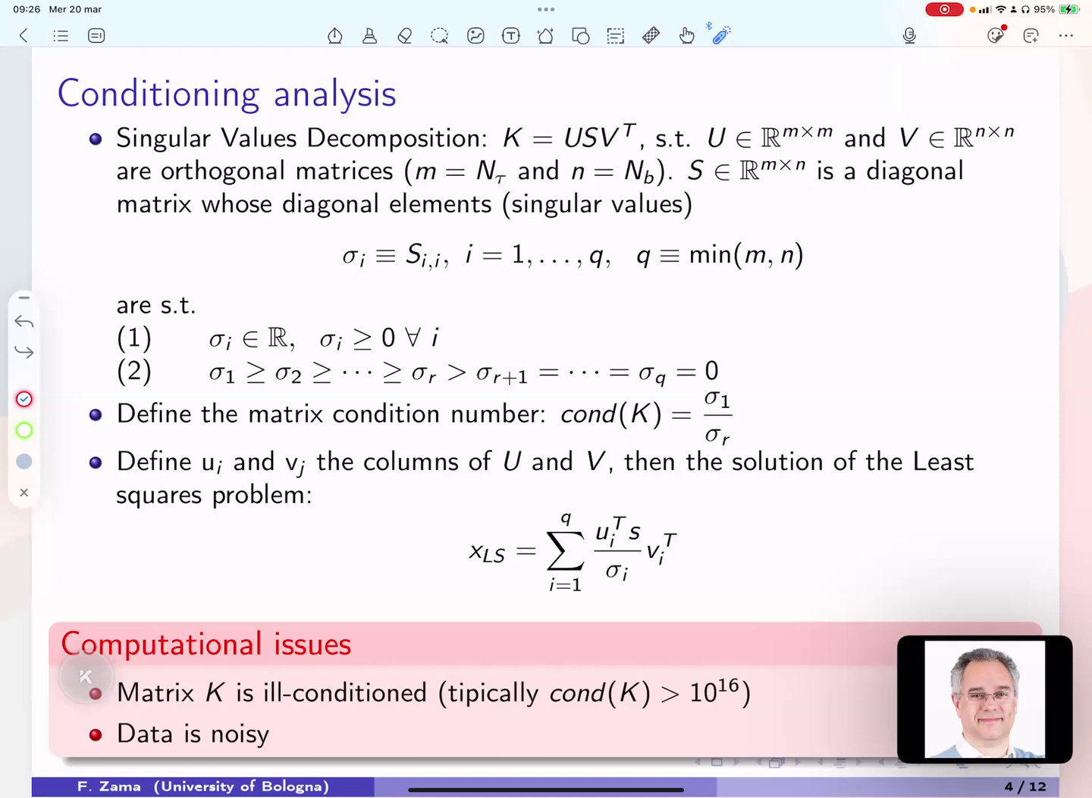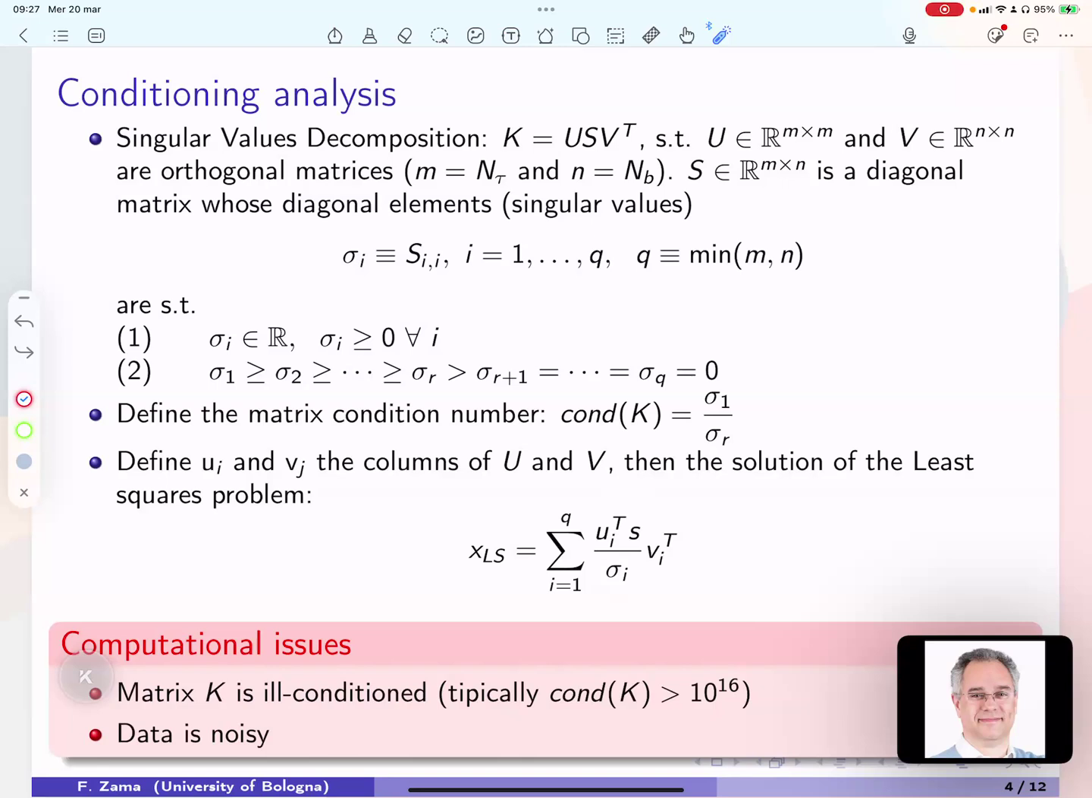Moreover, with this decomposition, we can express the solution of our least square problem as a linear combination of the columns of the matrix V, so the right singular vectors that are the elements of the matrix V, times this number. This number is a weight, and this is also named the Fourier coefficient of this decomposition, in which we have the scalar product of the left singular vectors times the data over the singular values. This is the classical way in which we can solve a linear least square problem.